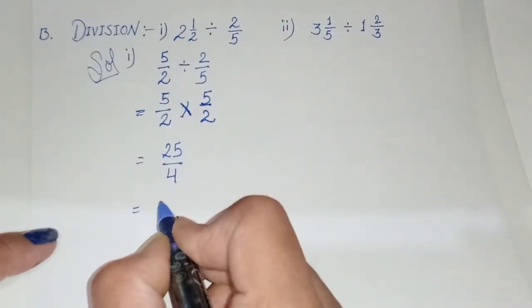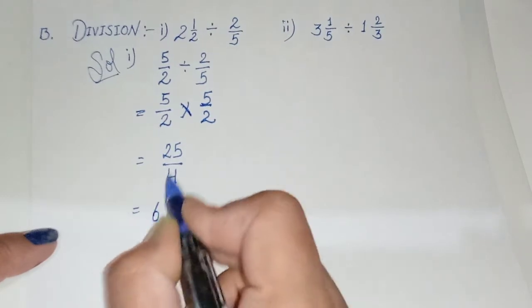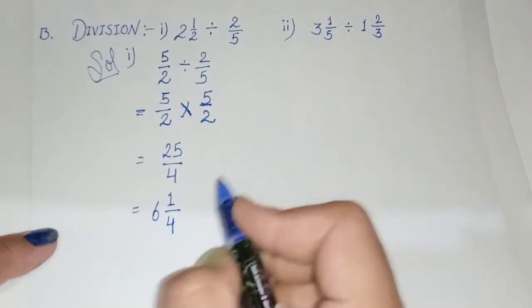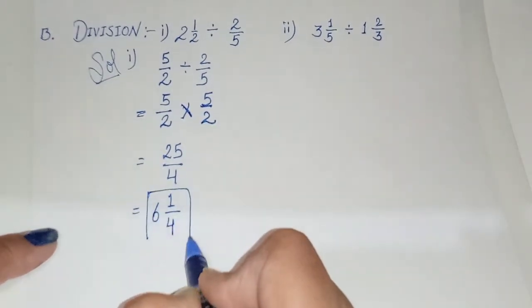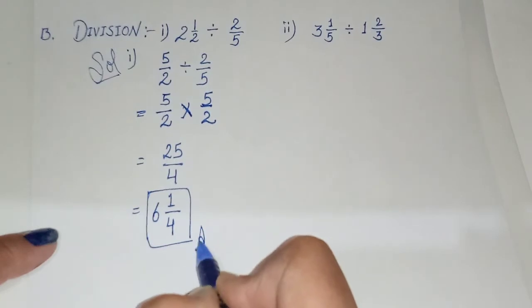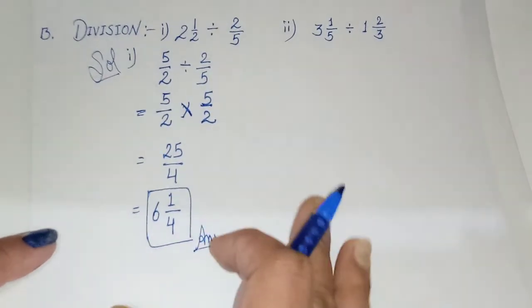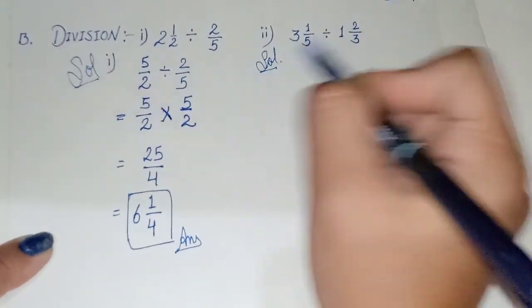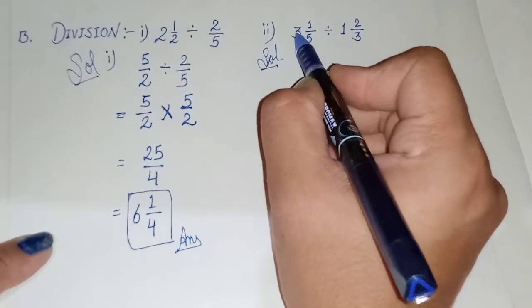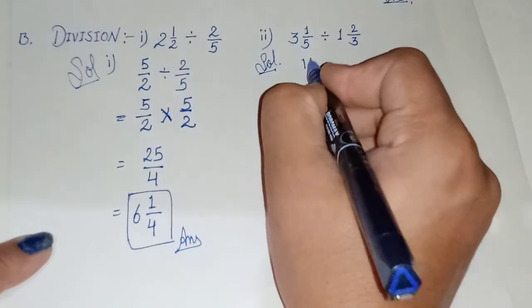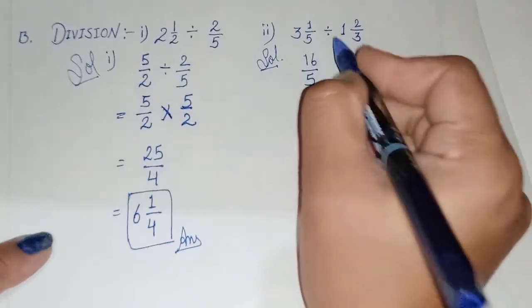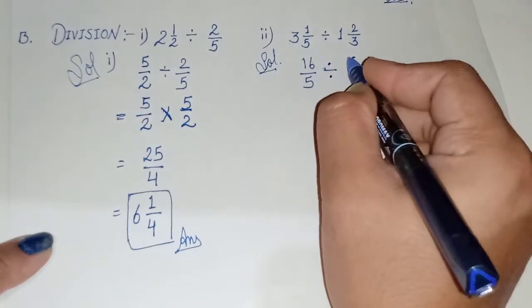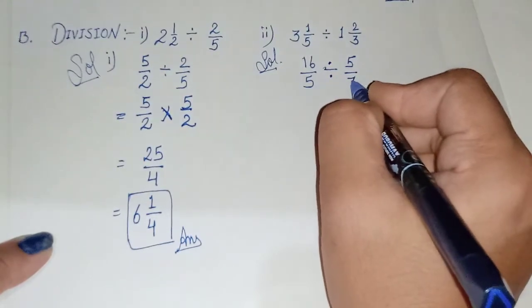So we will have 4 6s are 24, 1 remainder here, and the denominator is 4 itself. So the answer of this division is 6 integer 1 by 4. Now let us see the solution of the second example. Mixed to be converted to simple. 3 5s are 15 plus 1, 16. So here we have 16 upon 5 divided by 3 1s are 3 plus 2, 5, 5 upon 3.